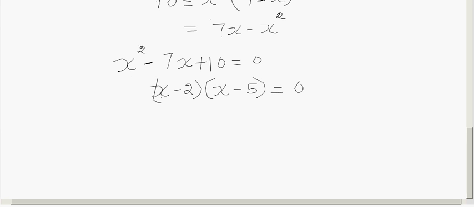From this we get x is equal to 2 microcoulomb and 5 microcoulomb. Sorry, not x is equal to 2 microcoulomb. x is equal to 2 and x is equal to 5.